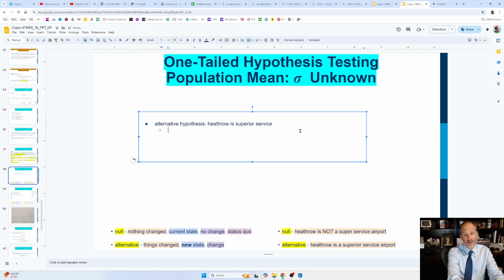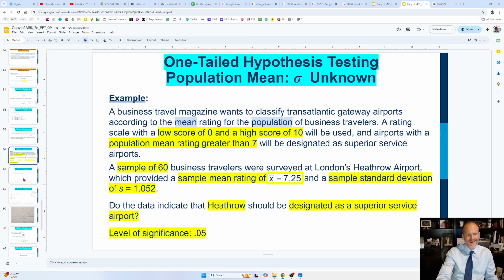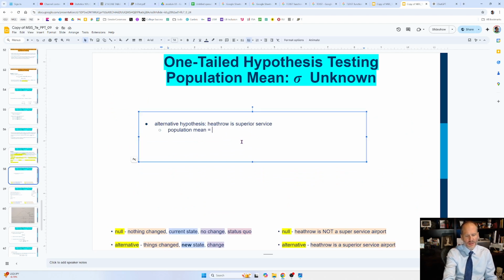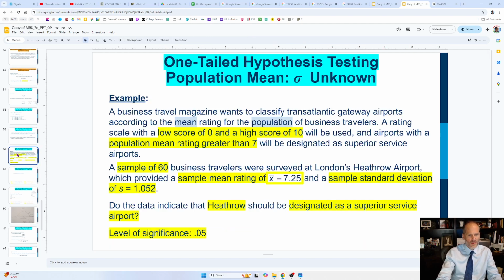That happens when the population mean is greater than 7. I could get the notation for the population mean somewhere, but I don't want to show you too much, so I'm not going to go get it. The population mean is greater than 7 is when that happens, right? Because if in the surveys, the population of all the business travelers rate Heathrow Airport greater than 7, not greater than or equal to, but greater than 7, then Heathrow is a superior service airport. That's what the question is showing us here.